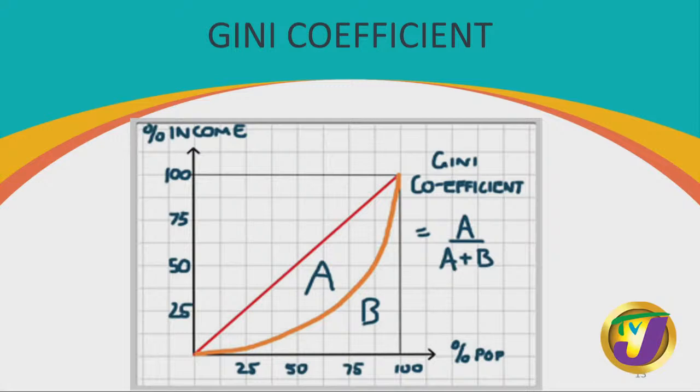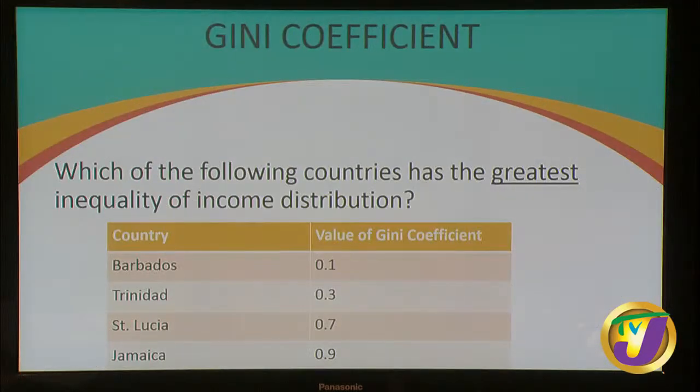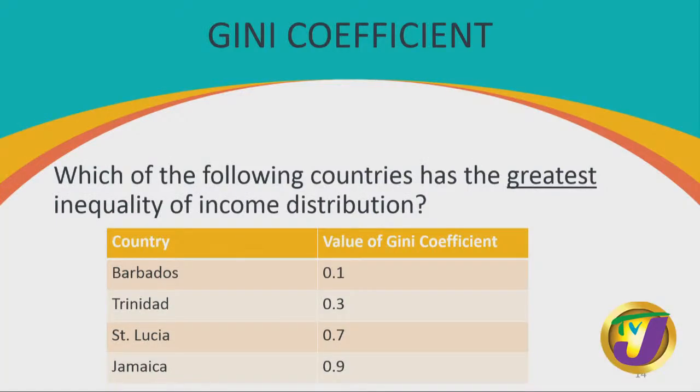So the Gini coefficient, how it is calculated, it's the area here, A, divided by both areas, A and B, that falls below or behind the Lorenz curve. But for exam purposes, you won't be asked to do that, but you must just understand how to interpret the coefficient. So here's a typical question.